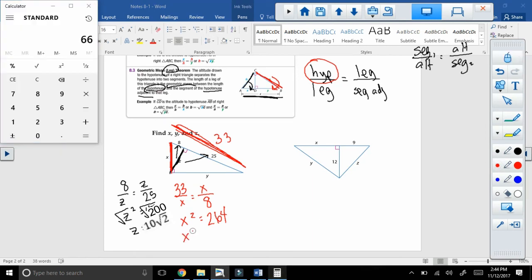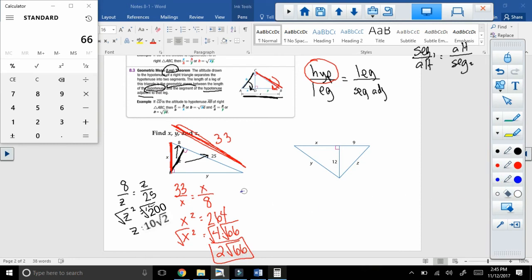squared equals, and I'm going to split this up into 4 times 66. So when I take the square root of each side, I have 2 times the square root of 66, and that's going to be all that that one can simplify down to.